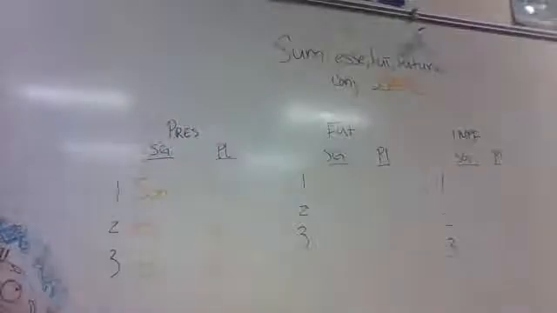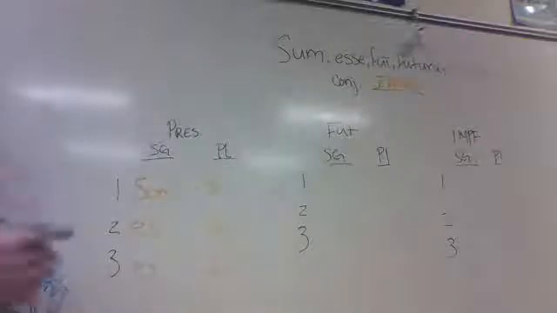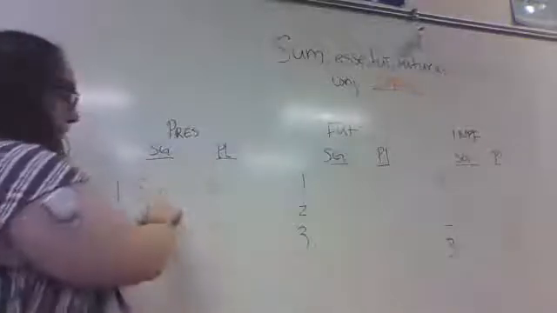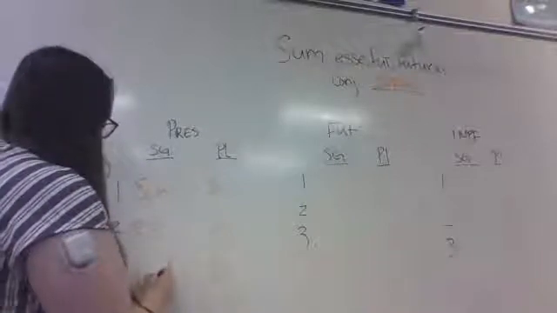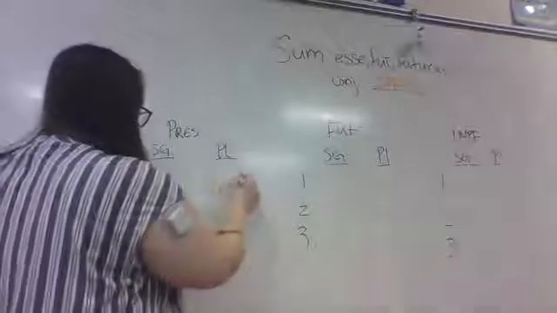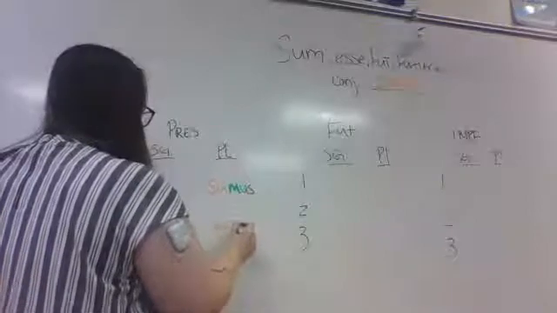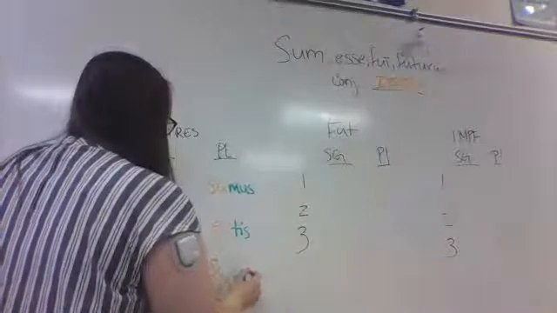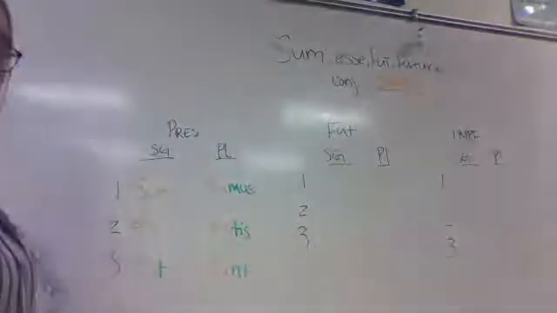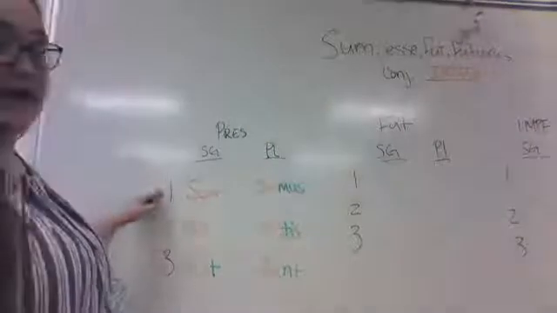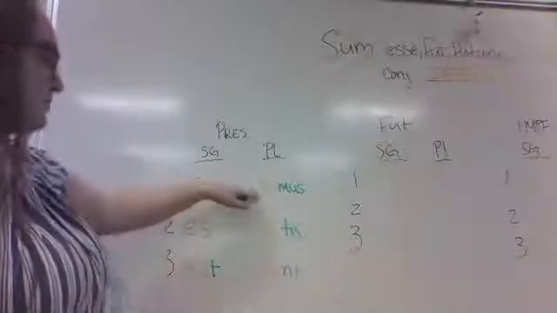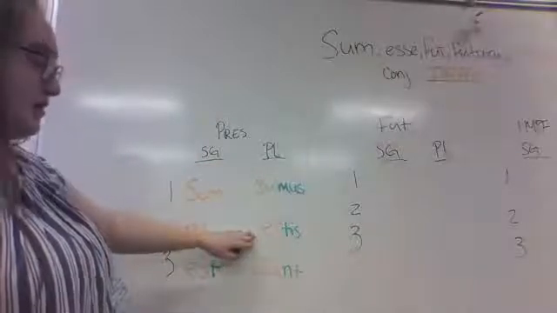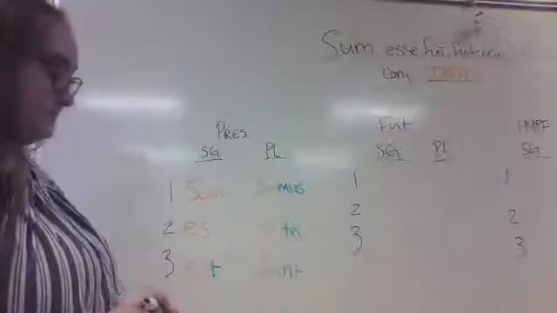What is the next thing that we do? We add our personal present endings. M instead of O, S, T, MUS, TIS, and T. And if you were to translate, I am, you are, he, she, it is, we are, y'all are, and they are.